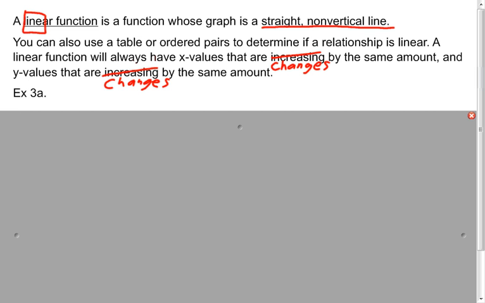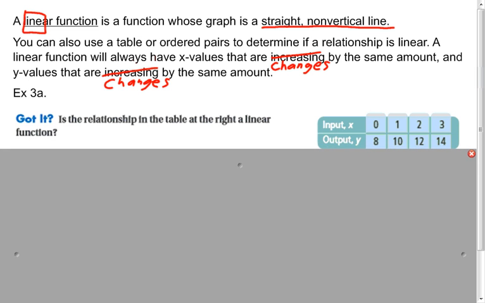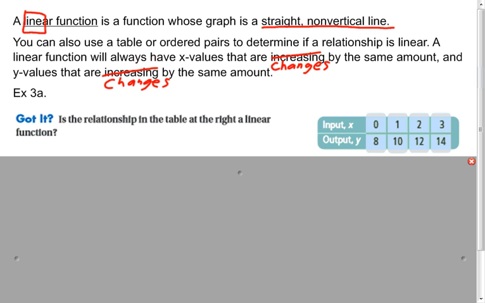Here's an example of how I do that, example 3a. Is the relationship in the table at the right a linear function? So they give us a table. We need to look at our x's. What's happening to our x's? Plus 1, plus 1, plus 1. Are our x values doing the same thing all the time? Yes.